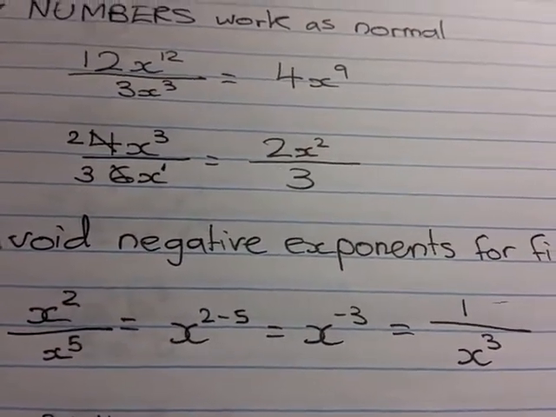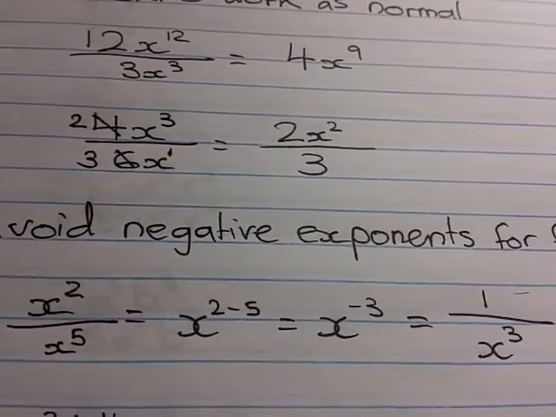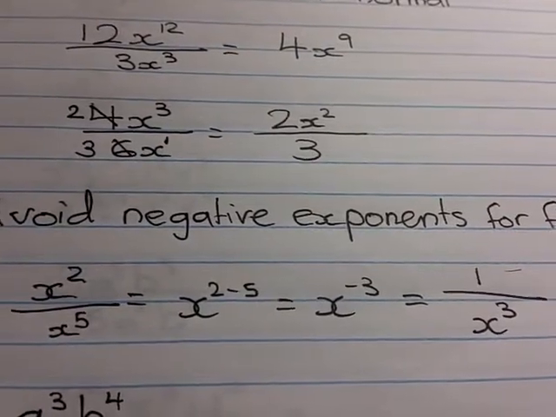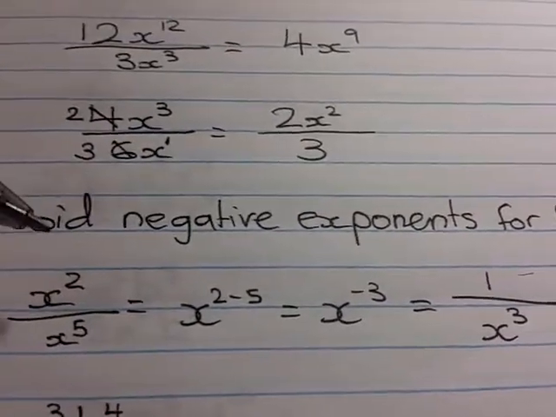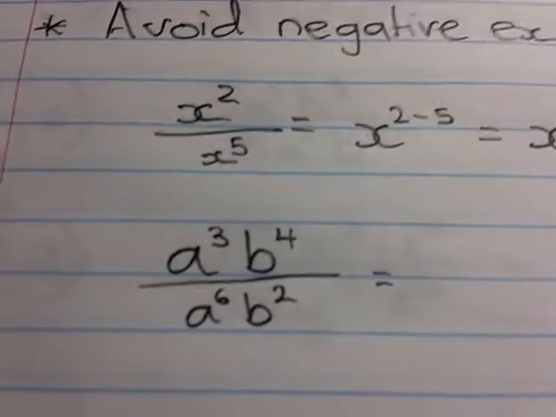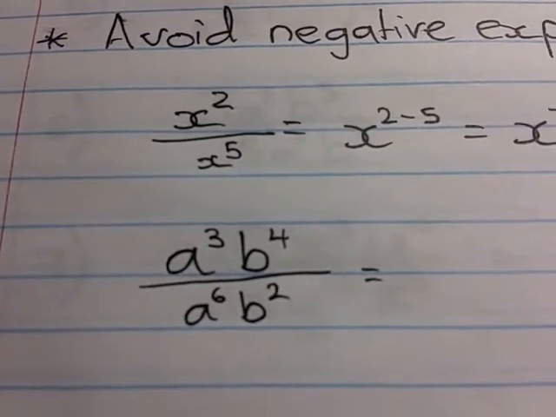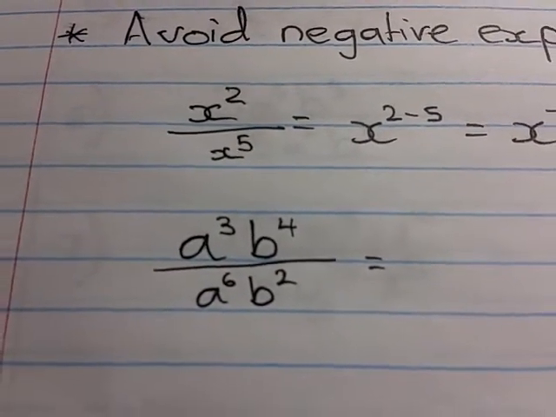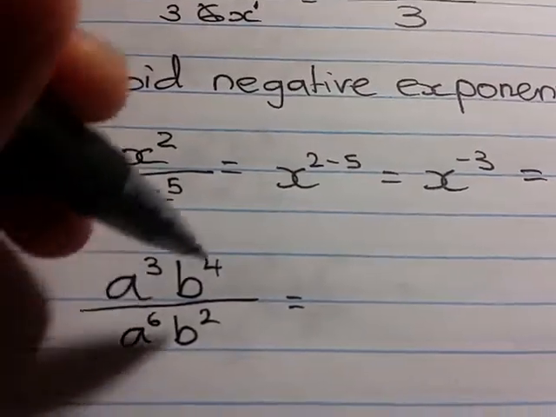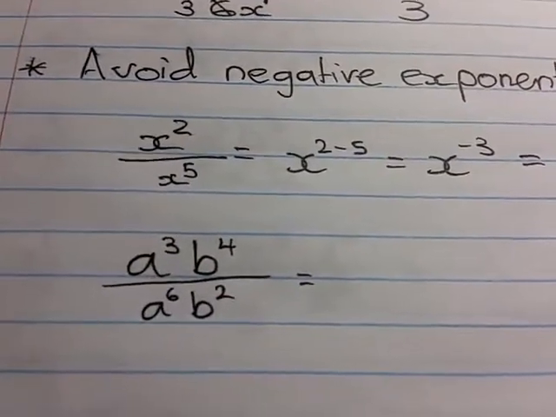Although I have a simpler way, frankly, of doing this. Listen carefully. A quick way to do this, watch this. Here's my example. A to the 3, b to the 4, divided by a to the 6, b to the 2. So I have some that are bigger in the denominator, some that are bigger in the numerator. So where is the final answer going to end up?